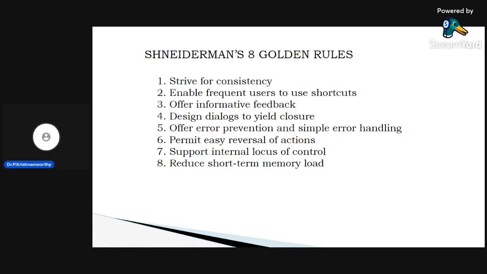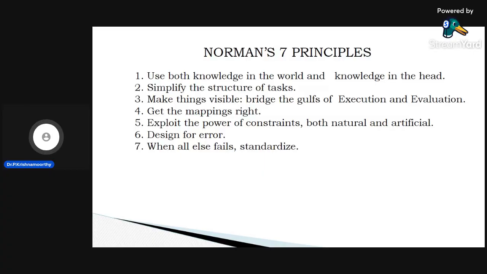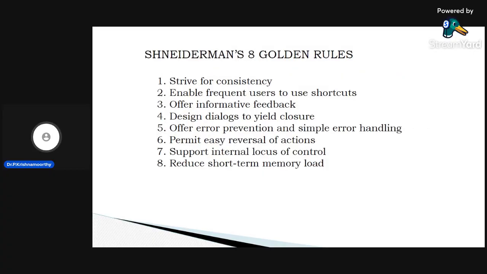Shneiderman's 8 golden rules: strive for consistency, enable frequent users to use shortcuts, offer informative feedback, design dialogues to yield closure, offer error prevention and simple error handling, permit easy reversal of actions, support internal locus of control, and reduce short-term memory load.